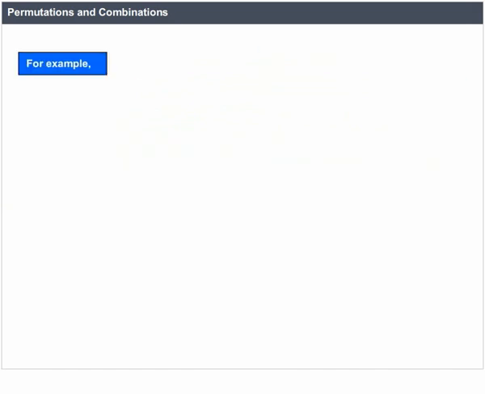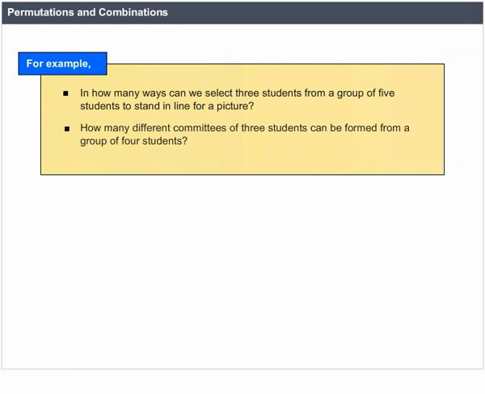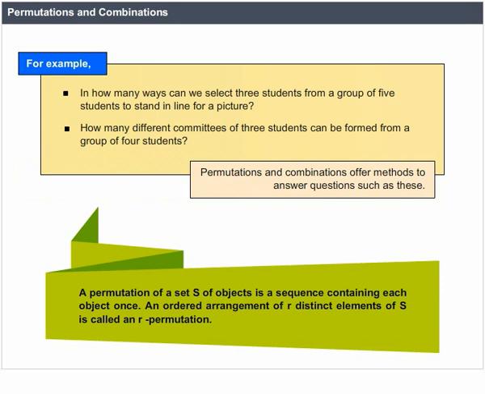For example, in how many ways can we select 3 students from a group of 5 students to stand in line for a picture? How many different committees of 3 students can be formed from a group of 4 students? Permutations and combinations offer methods to answer questions such as these. A permutation of a set S of objects is a sequence containing each object once. An ordered arrangement of r distinct elements of S is called an r-permutation.